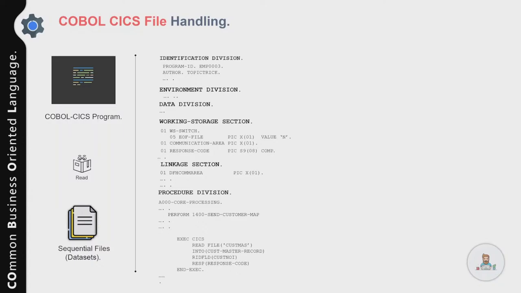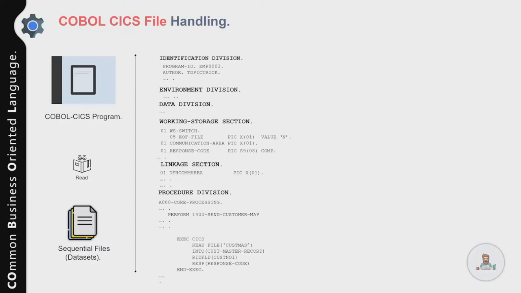The next two important sections are the working-storage section and the linkage section. These sections are used to define variables which will be used internally within the program. To use the communication area, you need to provide two definitions for it in your program: one in the working-storage section and the other in the linkage section. The working-storage definition in this program is named COMMUNICATION-AREA, and the linkage section definition is named DFHCOMMAREA.